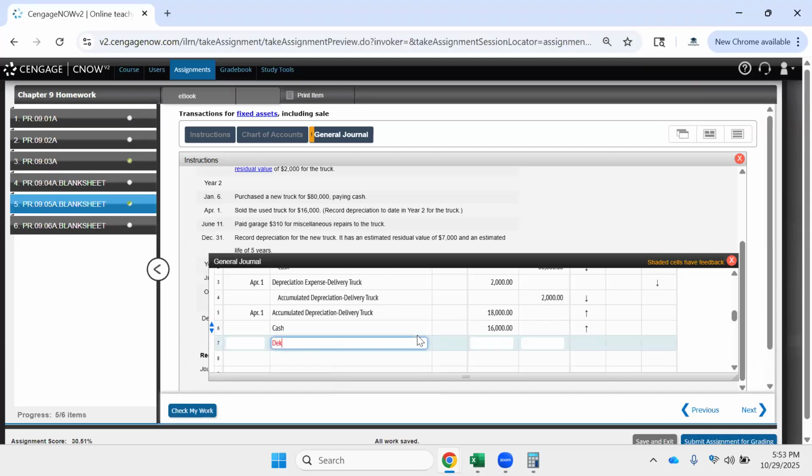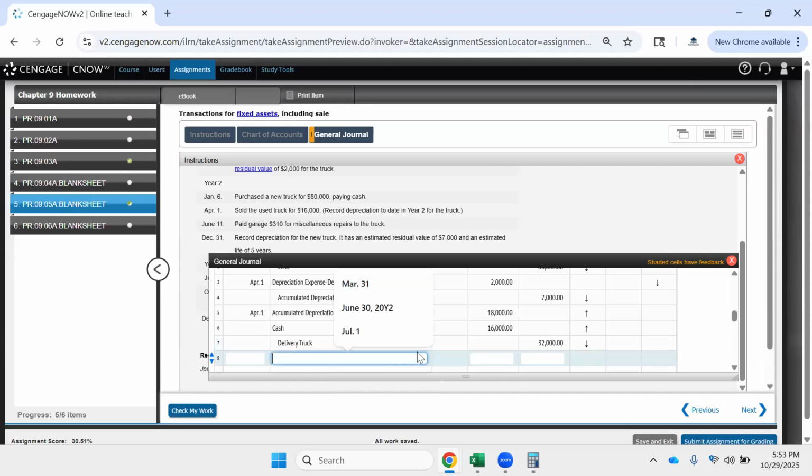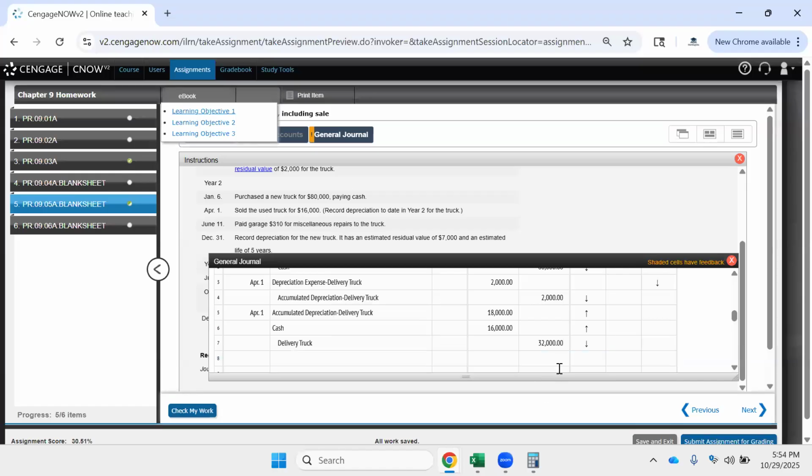And then we have to credit the purchase price or the historical cost of the delivery truck because that was on our books at historical cost, so $32,000. And the remaining amount is the gain or loss here. And as you can see, we have 34,000 in debits and only 32,000 in credits.